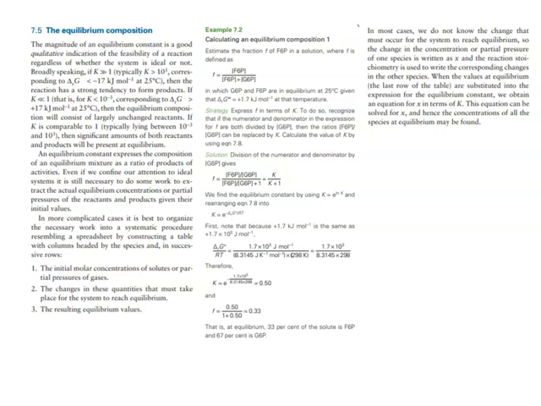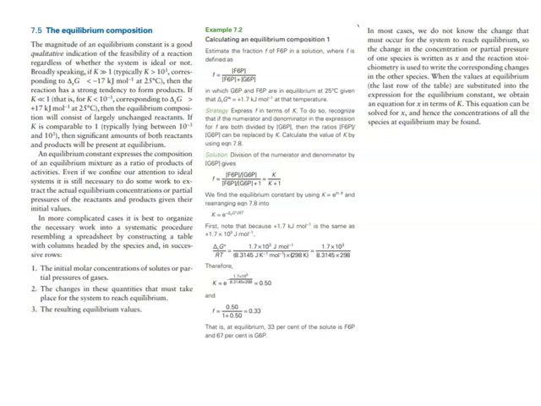An equilibrium constant expresses the composition of an equilibrium mixture as a ratio of products of activities. Even if we confine our attention to ideal systems, it is still necessary to do some work to extract the actual equilibrium concentrations or partial pressures of the reactants and products given their initial values. In more complicated cases, it's best to organize the necessary work into a systematic procedure resembling a spreadsheet, by constructing a table with columns headed by the species and in successive rows.